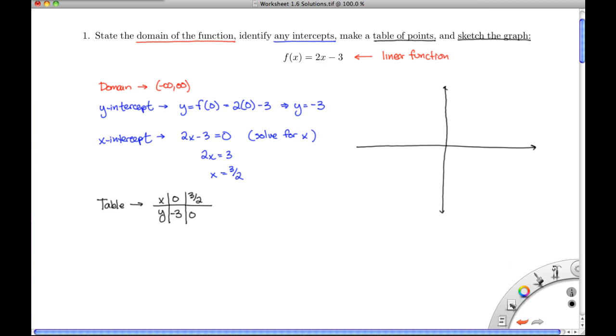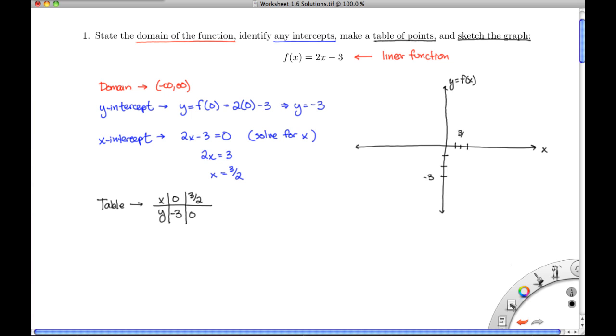So we've got our x-axis here, and our y-axis here, which is just the values of the function at a given x point. So let's go ahead and plot these down. When x is equal to 0, y is going to be equal to negative 3, and when x is equal to 3/2, y is going to be equal to 0. So that point would be right about here.